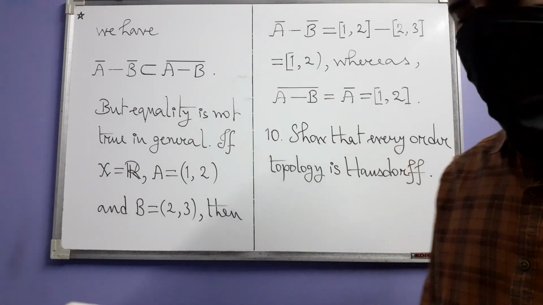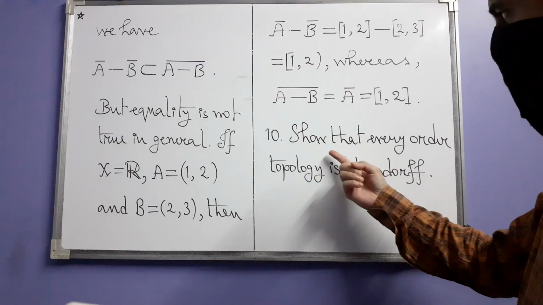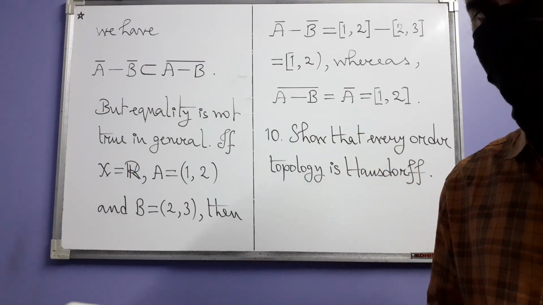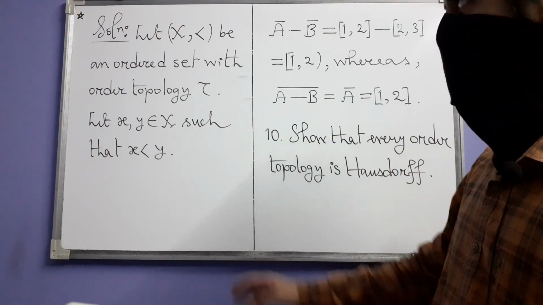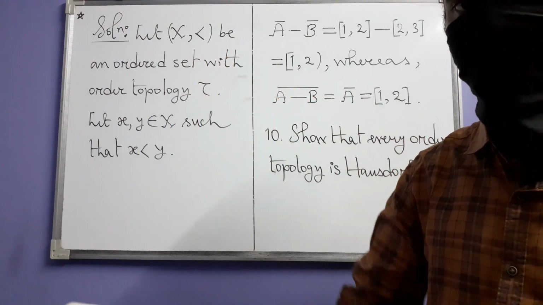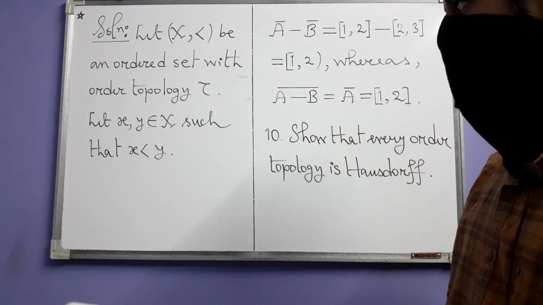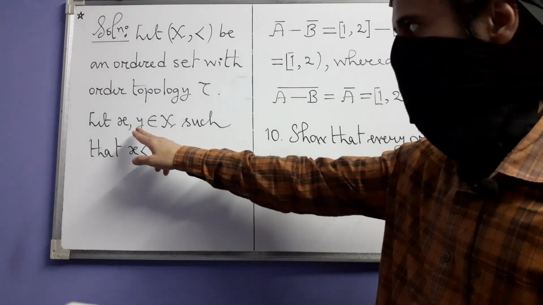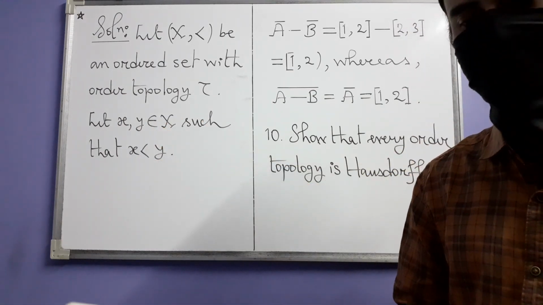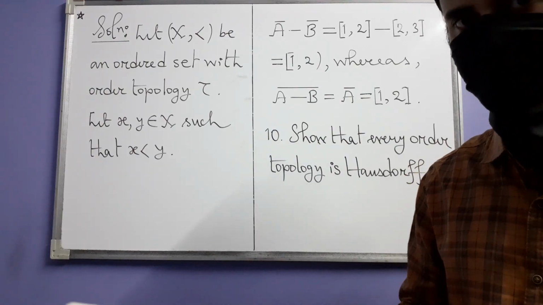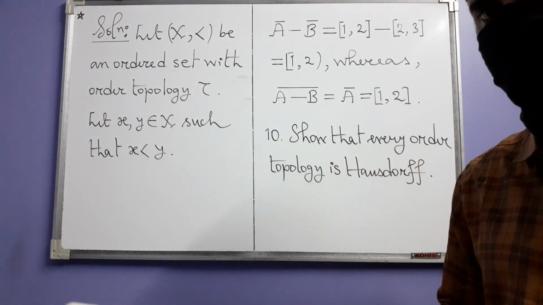Let's see another one, number 10, where we have to show that every order topology is Hausdorff. So we start the solution by taking an ordered set X and let tau be the order topology. What is it that we have to prove? We have to prove that if we choose two distinct points in X, then they can be separated using disjoint neighborhoods. That's what Hausdorffness is.